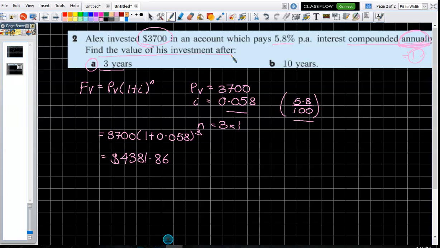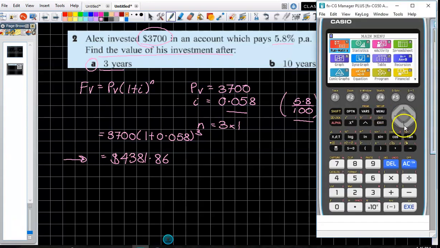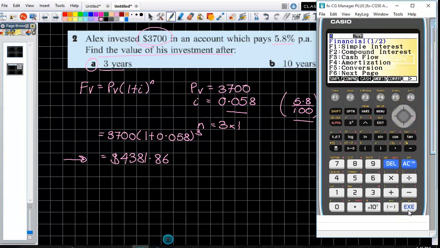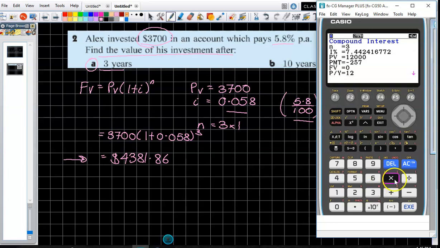Okay. Before we move on to simple interest, we're going to see, do we get this same answer using the financial option on our calculator? So let's just remind us, how do we do that? Okay, menu, we go financial. Okay, hopefully everybody gets it. We go F2. So we push 3 times 1. And again, I'm saying times 1, just so you know. If it was quarterly, I would say 3 times 4.